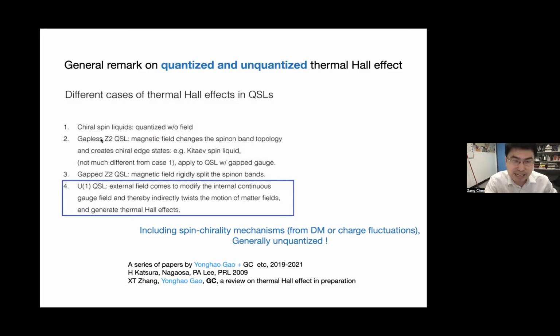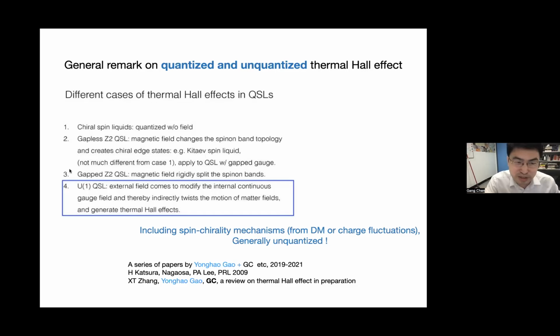The second one is this gapless Z2 spin liquid. The spinon sector is gapless, the matter sector is gapless. So if we apply a magnetic field, presumably the magnetic field could change the spinon band structure topology. For example, create a chiral edge mode for the spinons. And this happens for the Kitaev spin liquid. This Kitaev spin liquid is such a case where the magnetic field drives a topological band structure transition of the spinons and creates a half quantized thermal Hall effect, right?